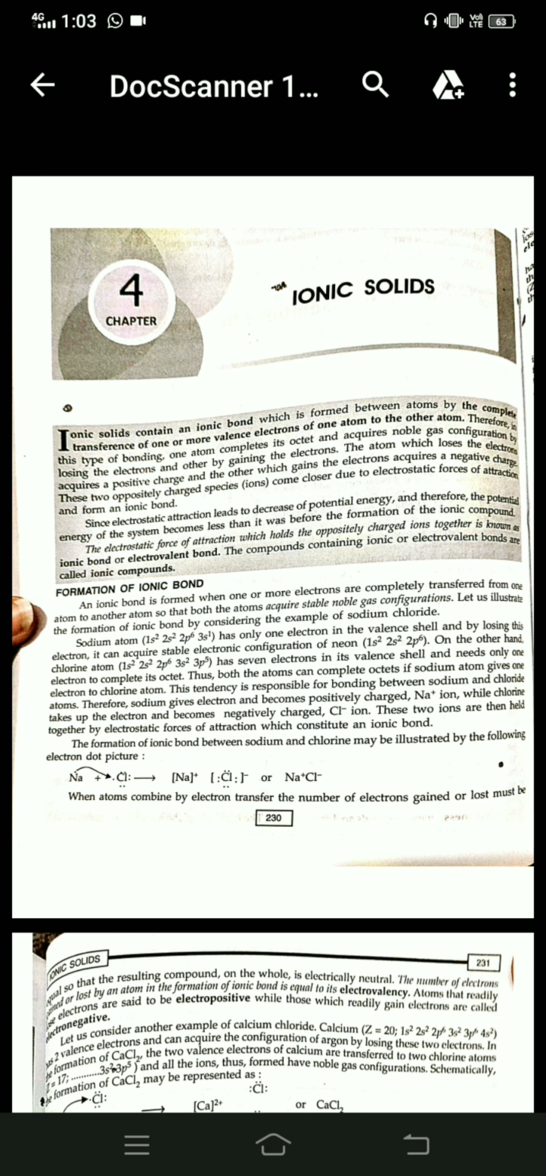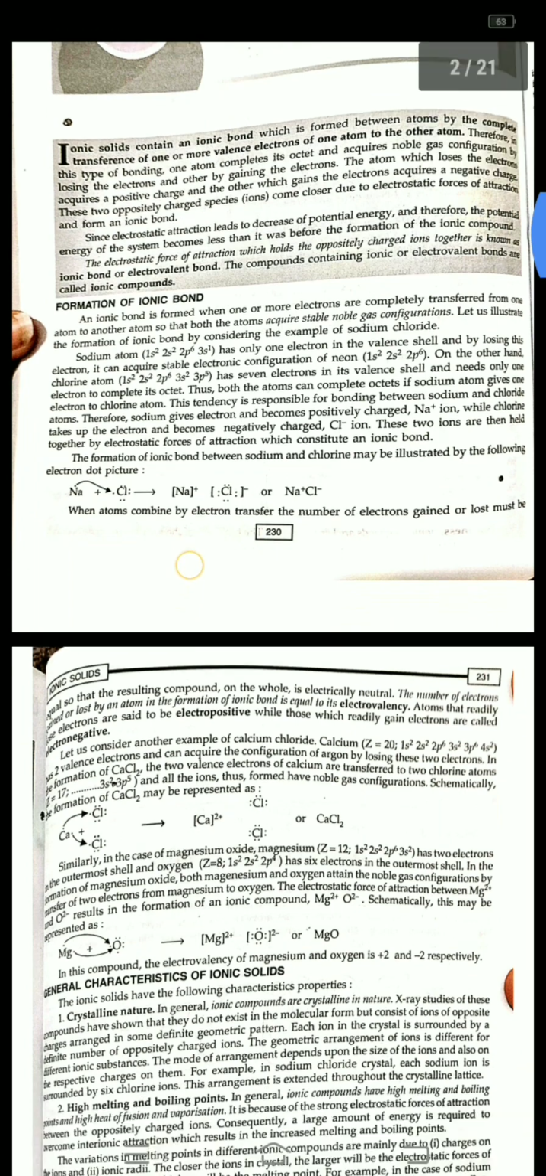Therefore, sodium gives an electron and becomes positively charged, Na+ ion, while chlorine takes up the electron and becomes negatively charged, Cl- ion. These two ions are then held together by electrostatic forces of attraction, which constitute an ionic bond. The formation of ionic bond between sodium and chlorine may be illustrated by the following electron dot pictures.